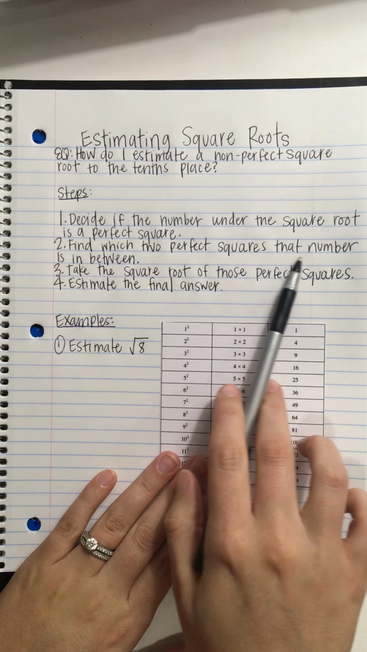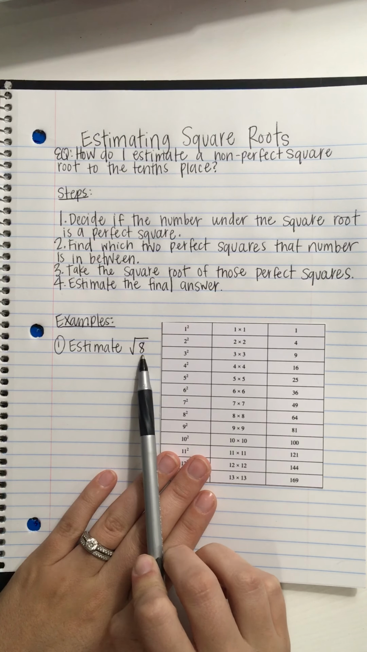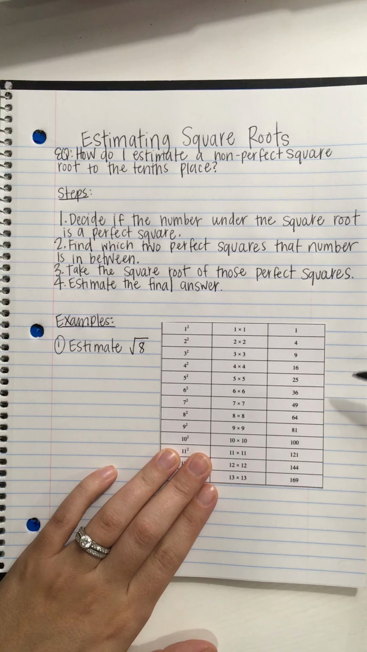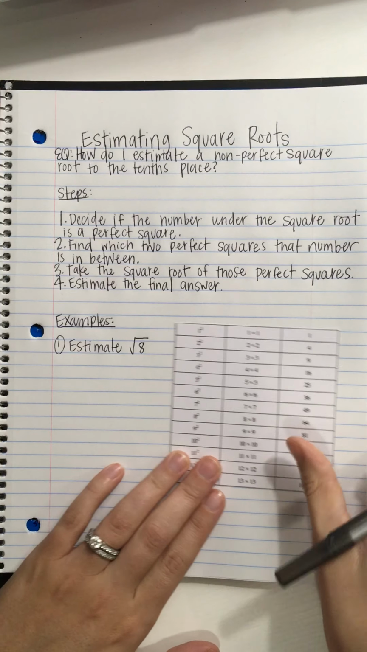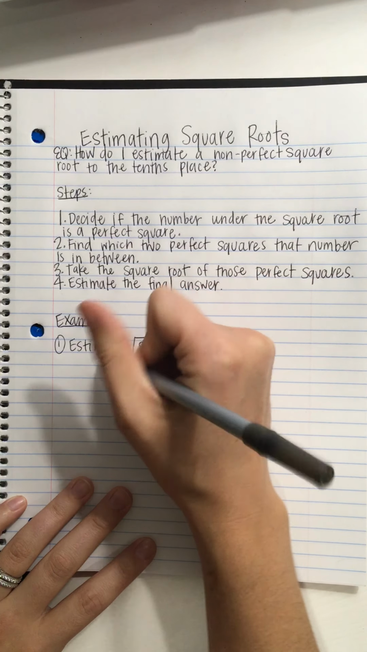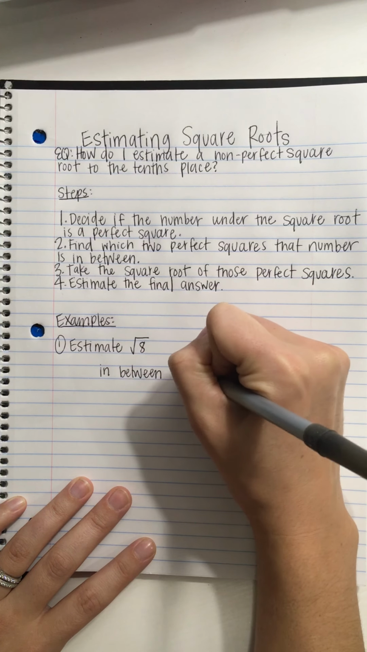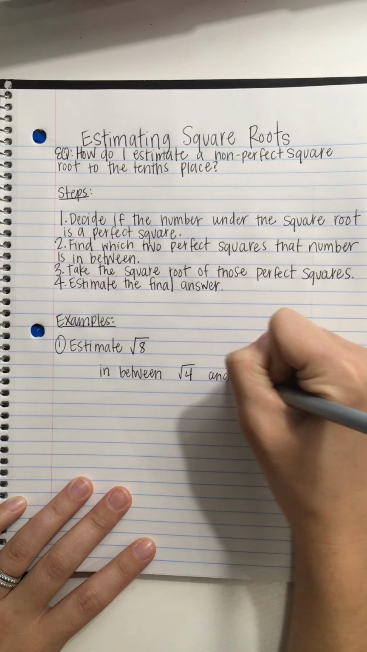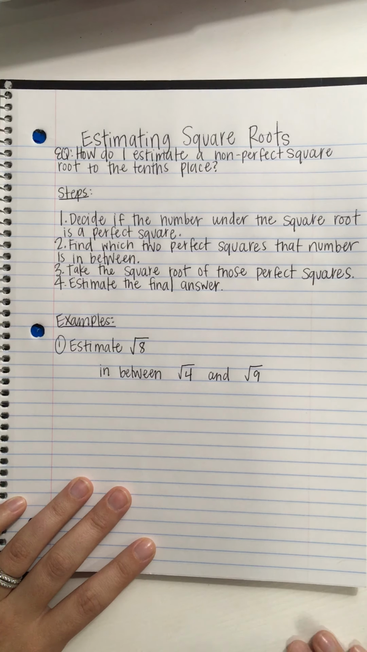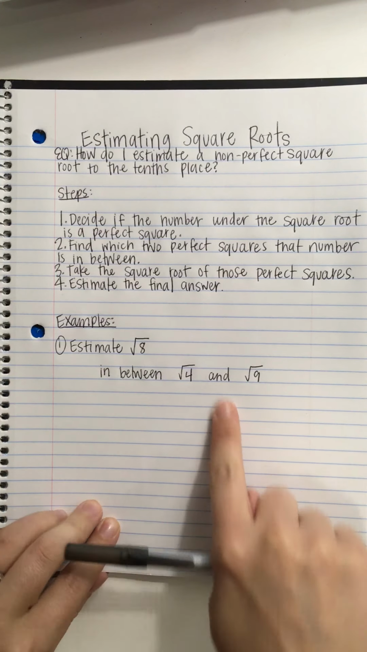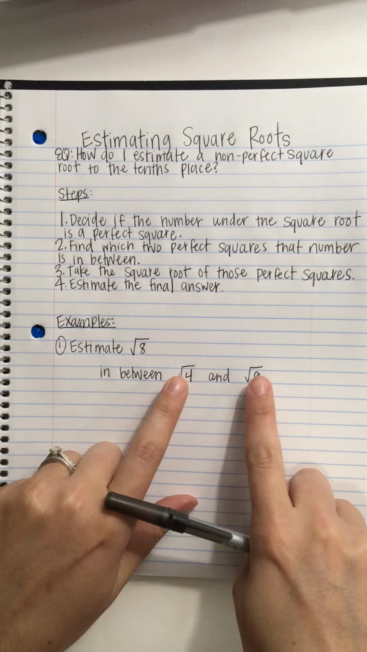It is not a perfect square, so we go to step 2. Find which two perfect squares that number is in between. So looking at 8, we want to see which perfect squares it's in between. So 8 is in between 4 and 9. Those are the two perfect squares that 8 is in between. So we are going to write it out like this. In between square root of 4 and square root of 9. Those are the perfect squares that 8 falls in between.